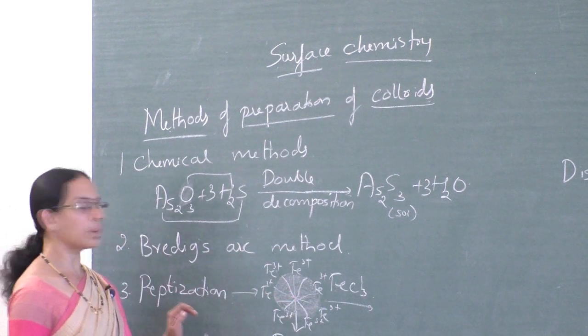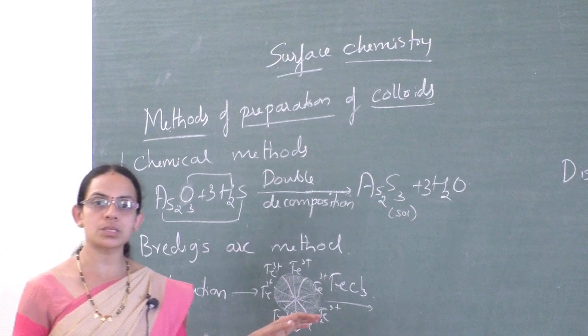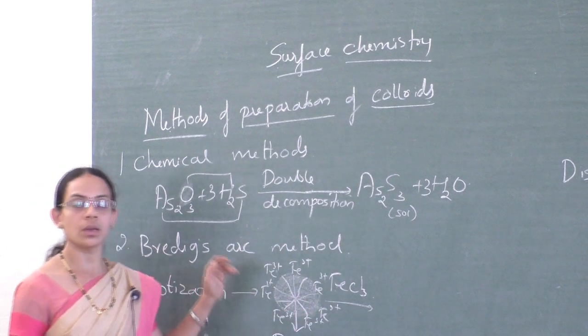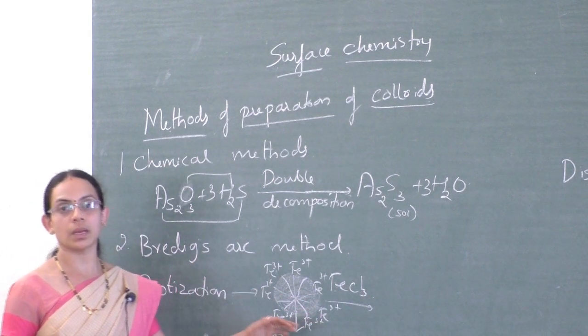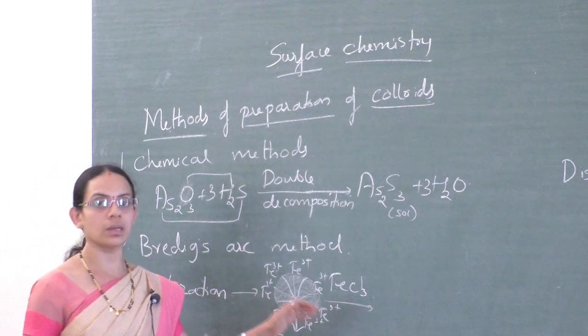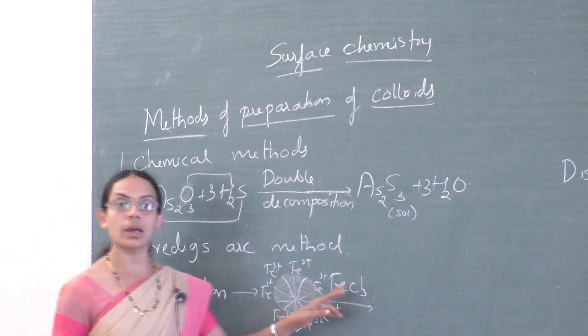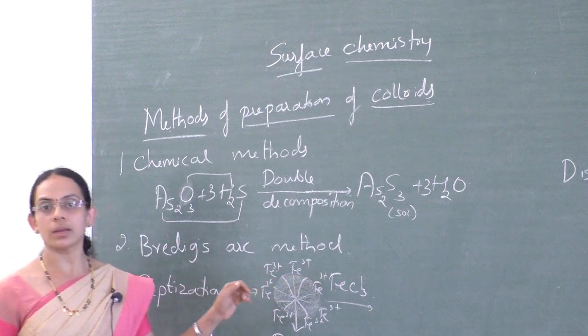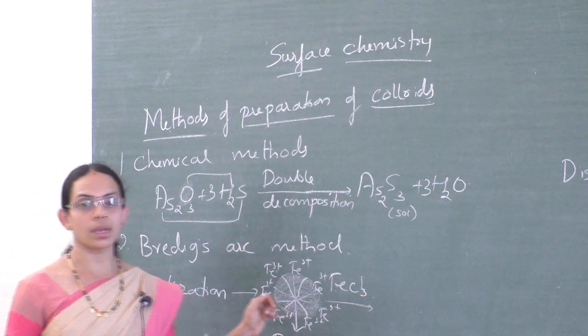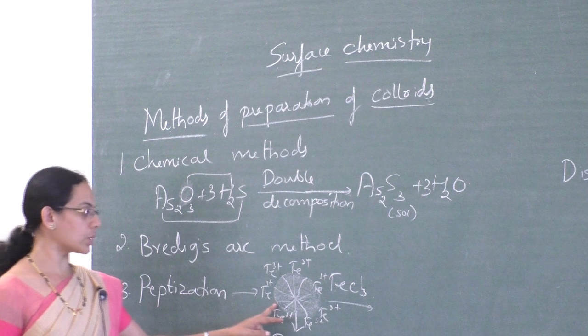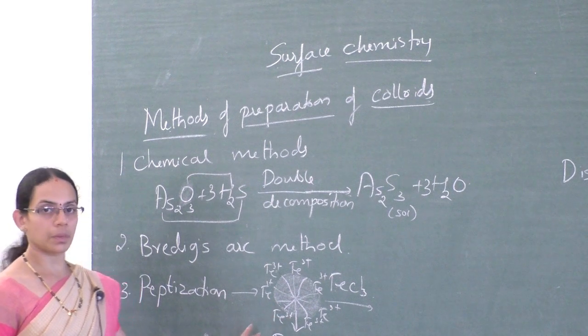So this is about peptization. Peptization is a process of converting freshly prepared precipitate into colloidal particles by adding a suitable electrolyte, and that electrolyte is called a peptizing agent. This is one of the examples for peptization.